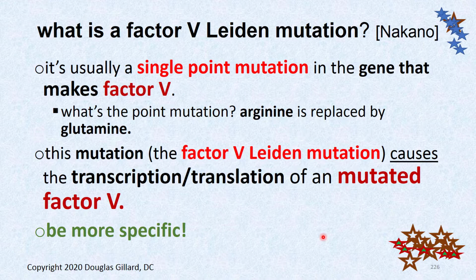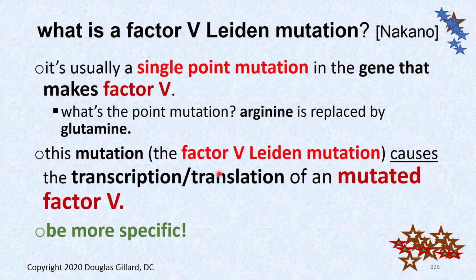What is the factor V Leiden mutation? It's a single point mutation in the gene that makes factor V. So factor V Leiden mutation is a screwed up factor V. And what's the exact point mutation? I had explained what a point mutation is, but I'm going to let other people do that because I just don't have enough time these days. But I assume you know what a point mutation is. Google it, and there are plenty of YouTube videos on it. But the point mutation is the arginine is replaced by a glutamic acid or a glutamine molecule.